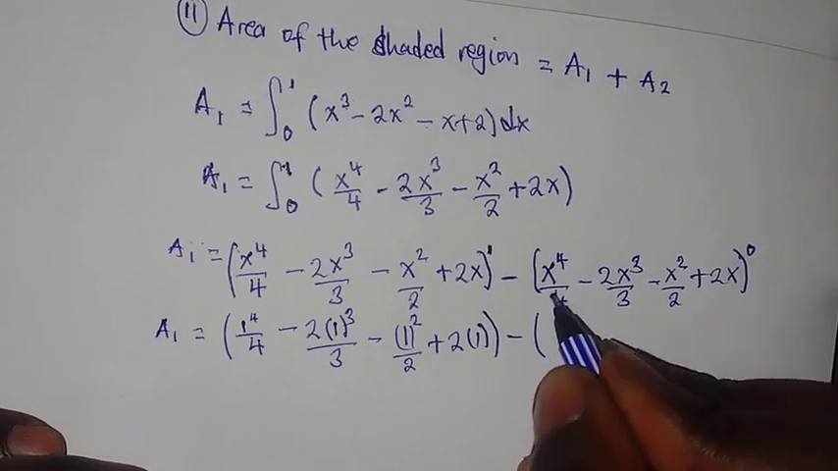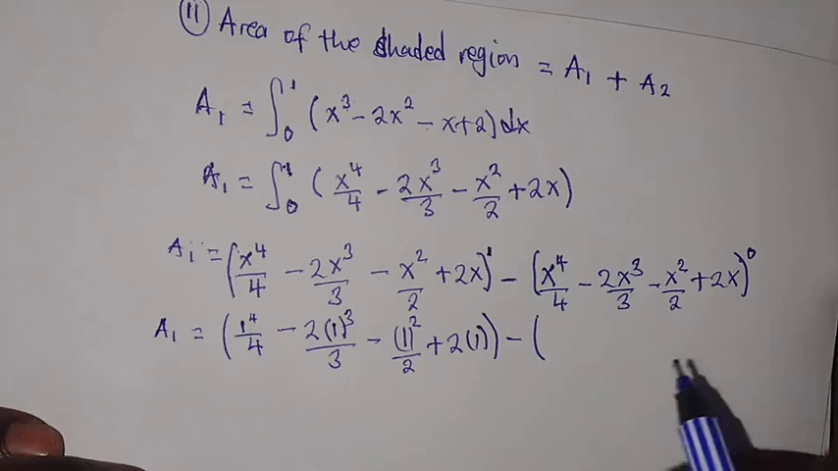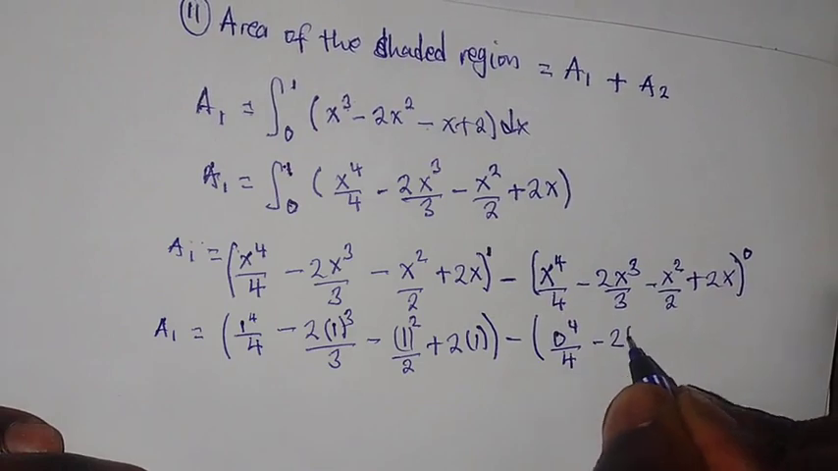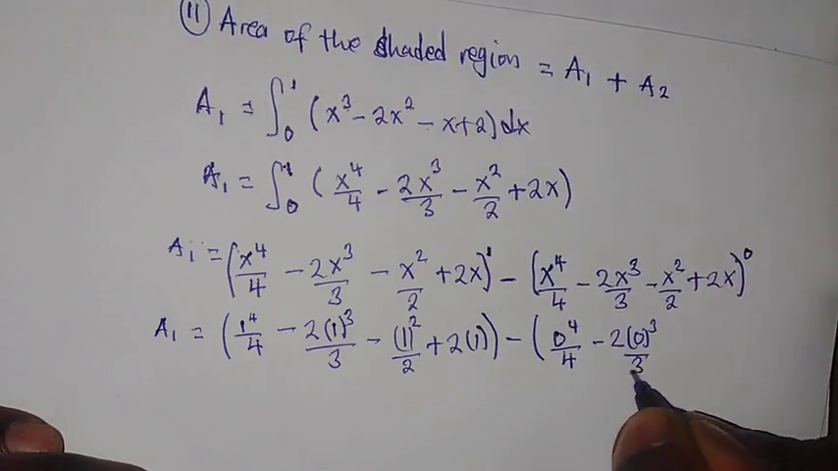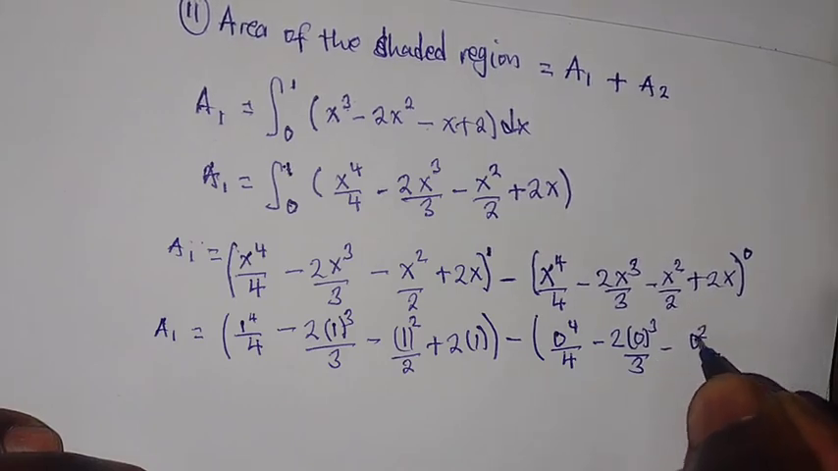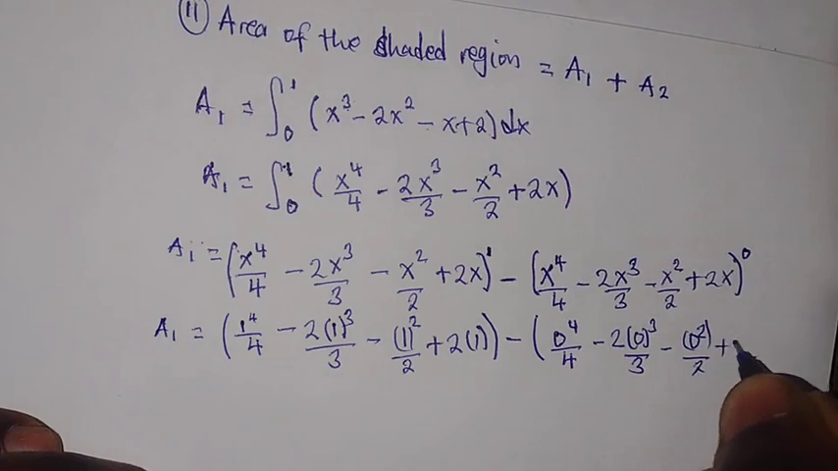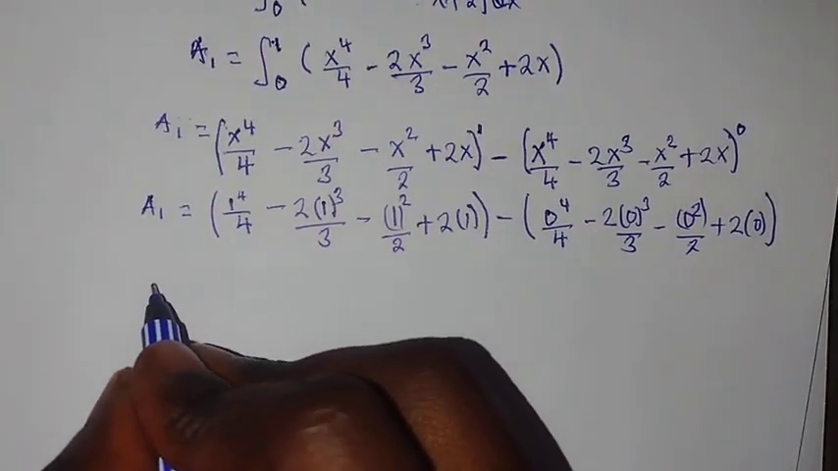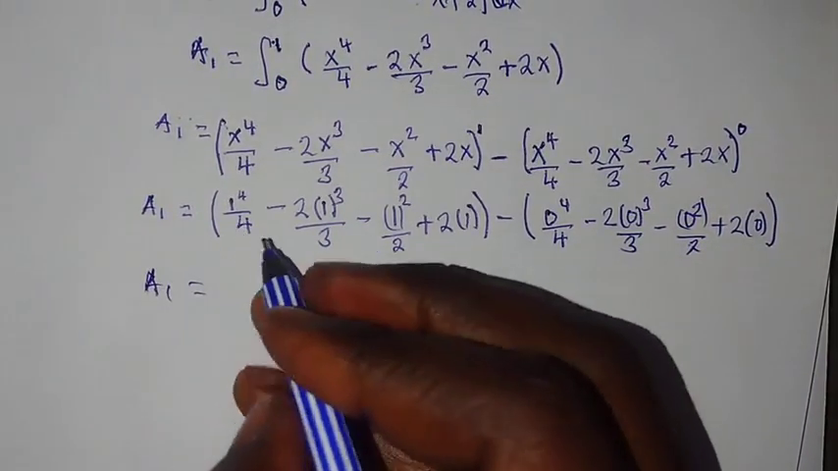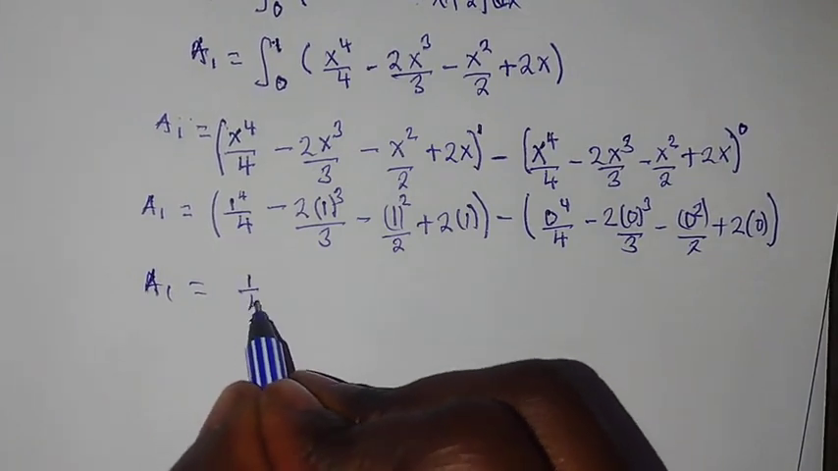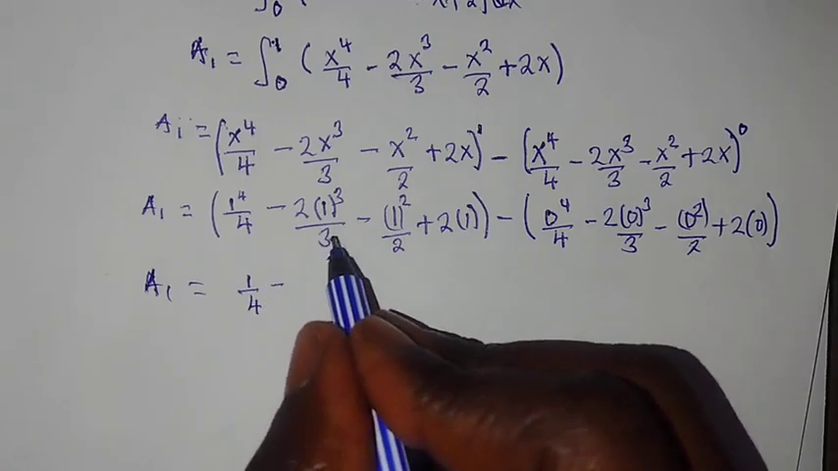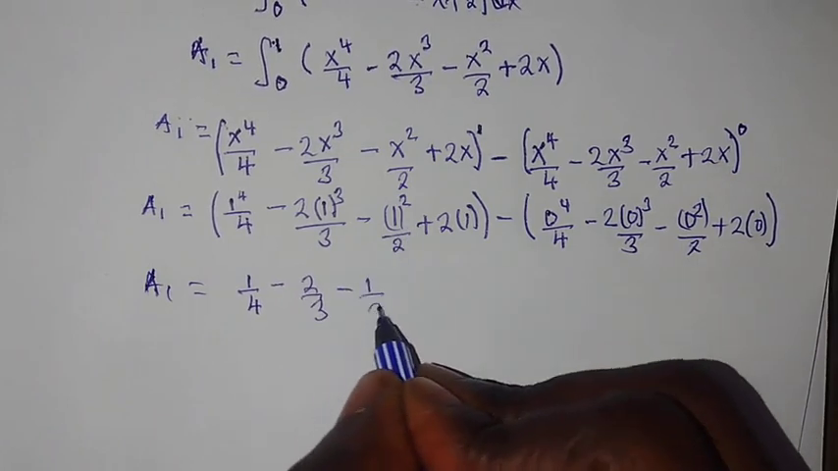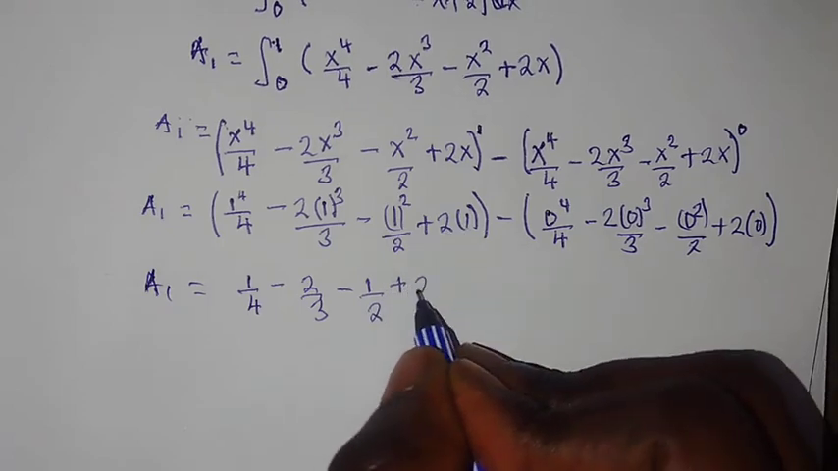Then minus, even here where there is x, we are going to put a 0. Okay, so this will be 0 power 4 over 4 minus 2 and then 0 power 3 over 3 minus 0 power 2 over 2 plus 2 and then 0. Like this. So from here, we can say area 1 equal to, so 1 power 4, it's 1, so you just get 1 over 4, minus, even 1 power 3, it's 1, so it will be just 2 over 3, minus 1 power 2, it's 1 over 2, plus 2 times 1, it's a 2.